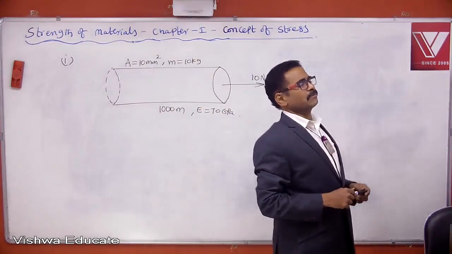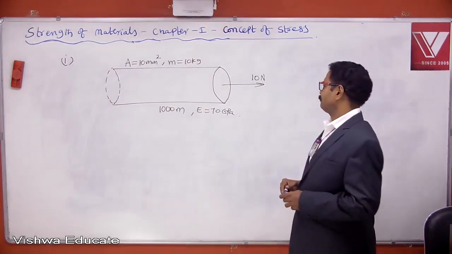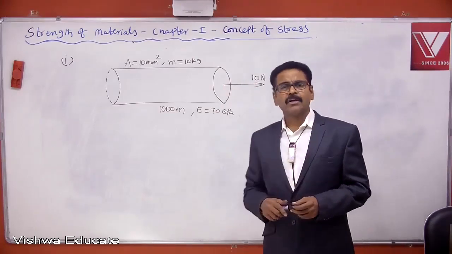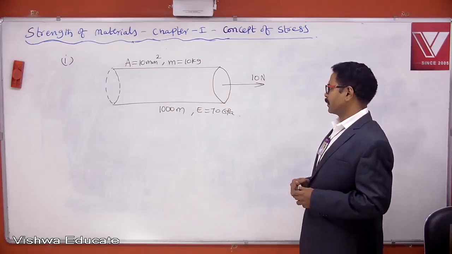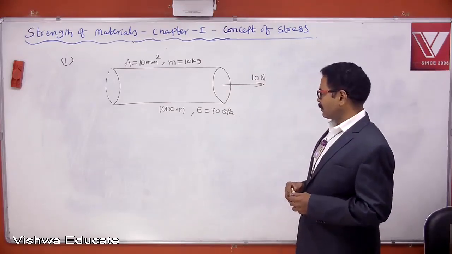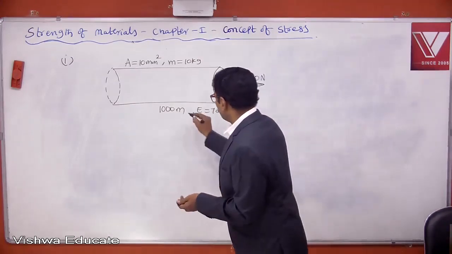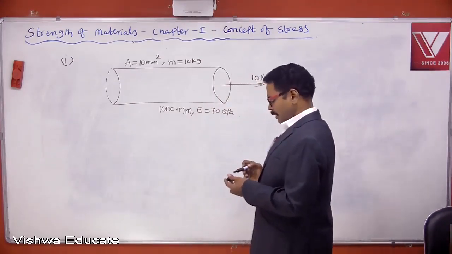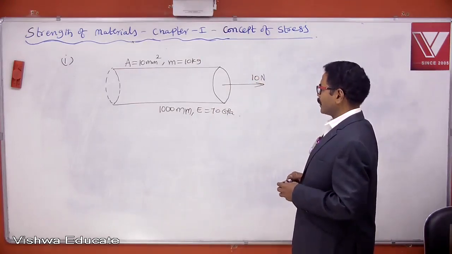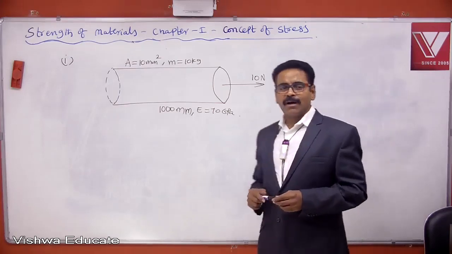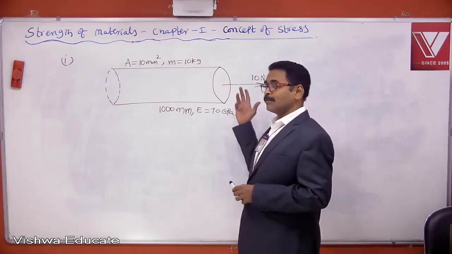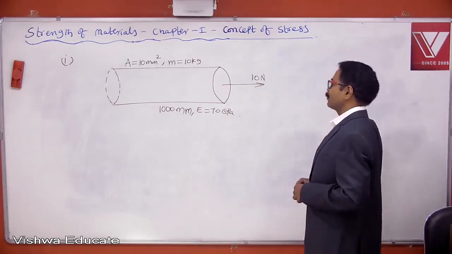See this diagram. Observe this diagram. First you copy, and observe. Here I have drawn a bar. Length of this bar is 1000 millimeters. Area of cross section of the bar is 10 millimeters square. Mass of this bar is 10 kg. And this bar is carrying an axial load of 10 newtons.